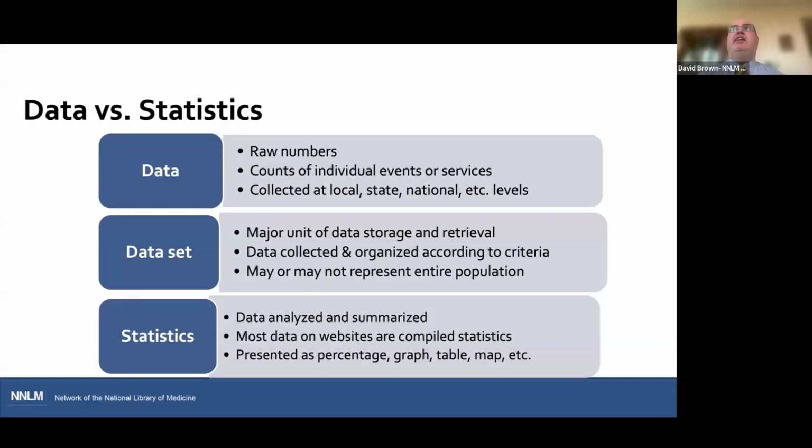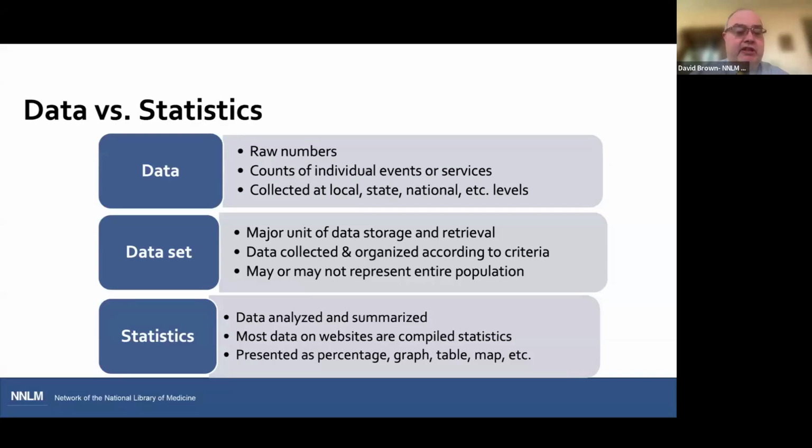Again, these are just large data sets, large things that we can use, and really it's that major unit of data storage and retrieval, data collected and organized according to a criteria. So it's actually organized. It's like, what are we specifically looking at? What are we trying to do? Taking all those raw numbers and actually making it usable for something that can be usable for the public, for government, for anybody as we go along. And the one thing we have to be sort of cautious about, it may or may not represent the entire population, depending where it was gathered, how it was gathered, what the inclusion criteria were, what the exclusionary criteria were.